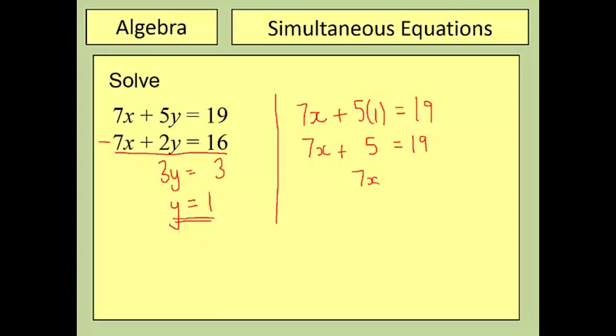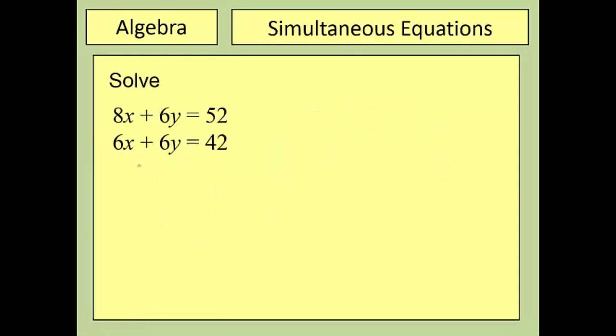So if I subtract 5 from the left hand side, it's gone. If I subtract 5 from the right hand side, I get 19 subtract 5. And 19 subtract 5 is 14. And then I'm left with another easy equation, 14 divided by 7, well that's just 2. So the solution to this simultaneous equation here is y equals 1 and x equals 2. Let's have a look at a different example then.